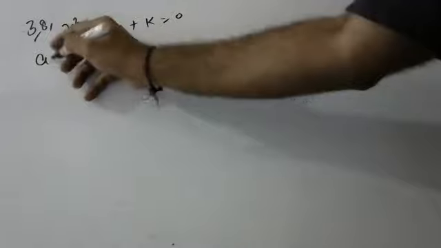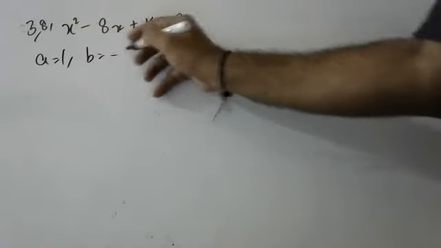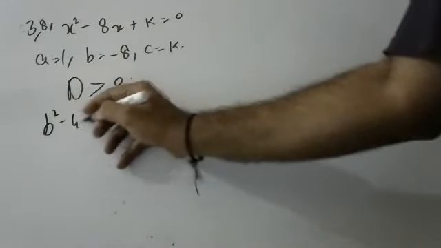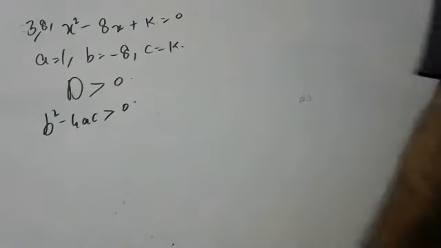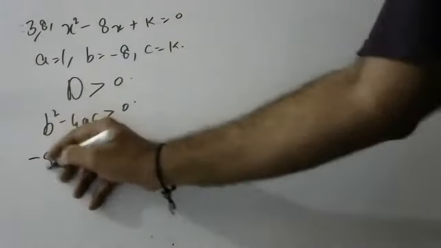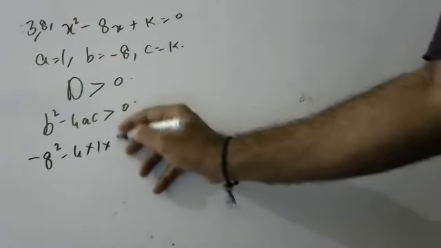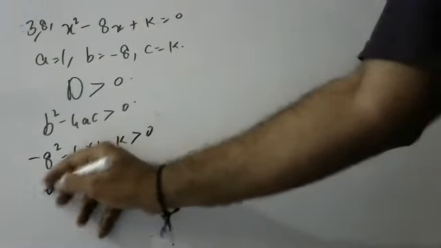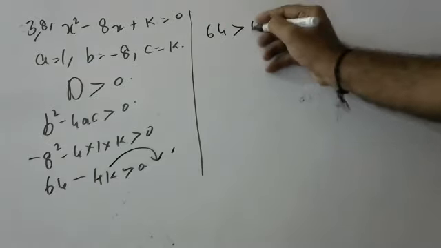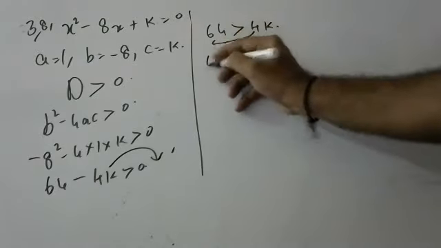38th sum. x square minus 8x plus k is equal to 0. Tell me, A is equal to 1, B is equal to minus 8, C is equal to k. What is the condition for real and distinct roots? B square minus 4AC is greater than 0. Substitute B here: minus 8 square minus 4 into 1 into k is greater than 0. 64 is greater than 4k.